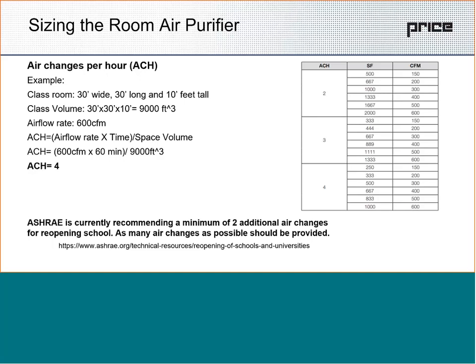ASHRAE is currently recommending a minimum of 2 additional air changes for reopening schools, and as many air changes as possible should be provided. We recommend, for a balance of acoustics and air changes, running the wrap at 300 CFM in a space of this size. So we do have a sizing guide on the right here, and that'll allow you to size up your area versus airflow so you can know how many wraps you need for an additional space.